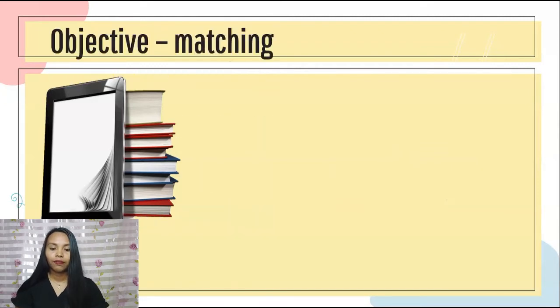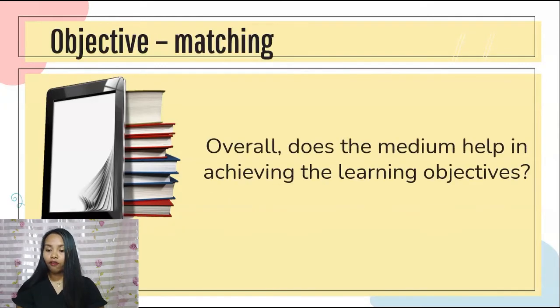The last one is objective matching. Overall, does the medium help in achieving learning objectives? This is the most important aspect to consider when determining which media or technologies to use to meet the set learning objectives. So, to achieve our goal, we must ensure that the technology is parallel to the learning objectives.